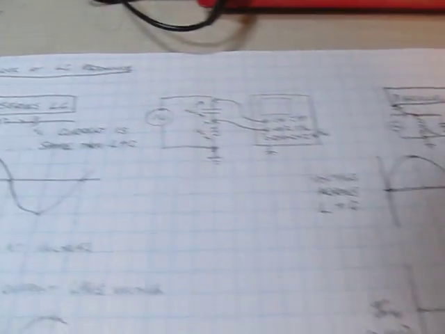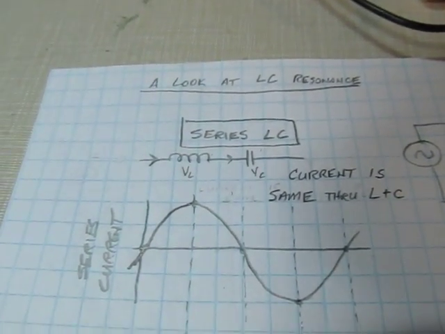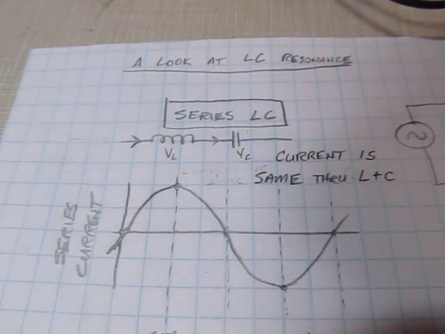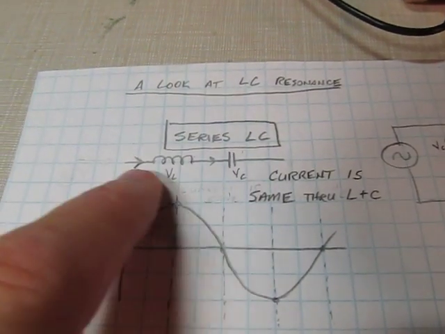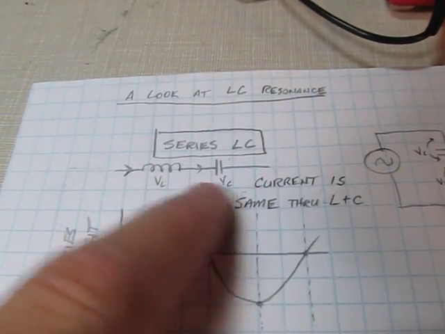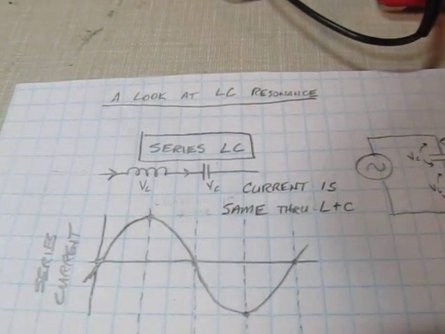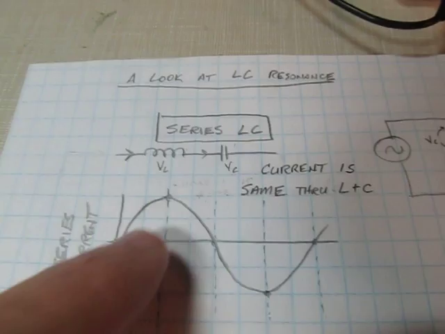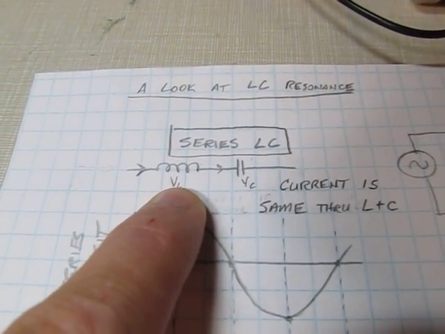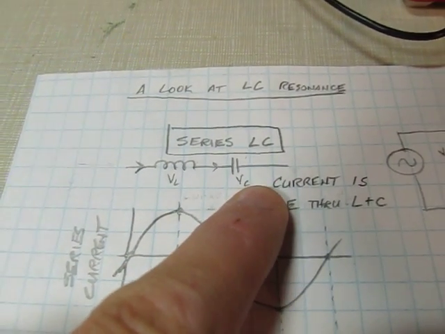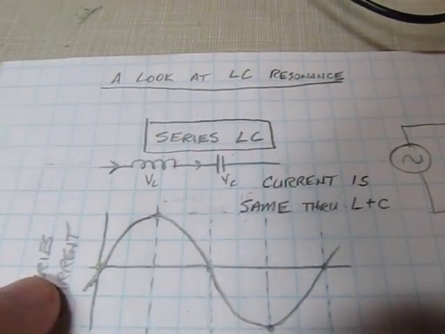So let's take a look at what happens on paper first, and then we'll look at it on the scope. Let's consider a series LC circuit first. In a series LC circuit, the current through the inductor and the capacitor are equal because they're in series. There's no other place for the current to go. So if the current is equal, we know there's a difference in the phase between the voltage across the inductor and the voltage across the capacitor, with respect to current. So let's look at what the voltages do.